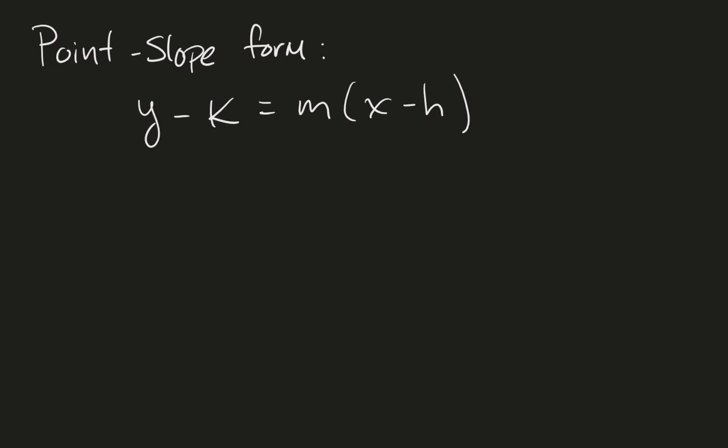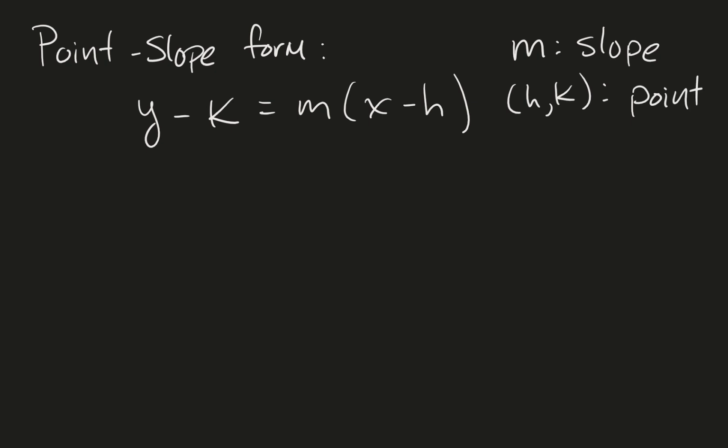There are two things here. M, fortunately, is not a lowercase m. M is what we expect it to be. It's the slope. But the other thing that we have is this point, located at h comma k, an x and a y. And this is some point that we know.